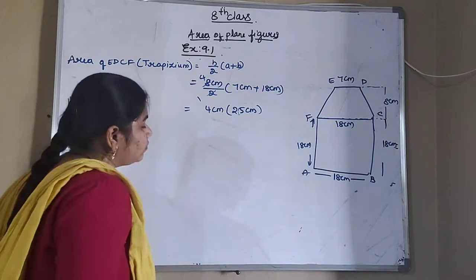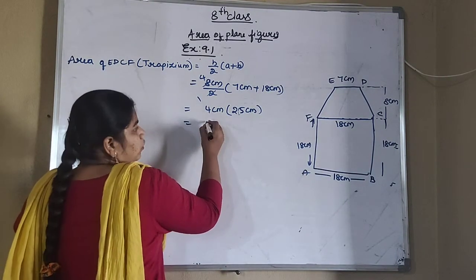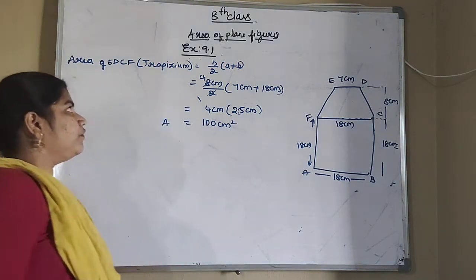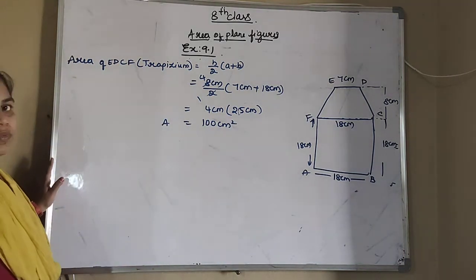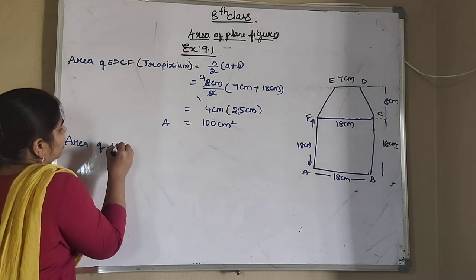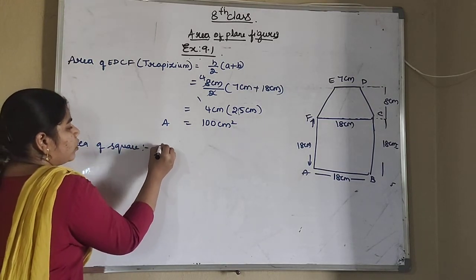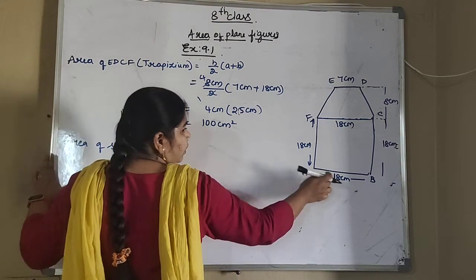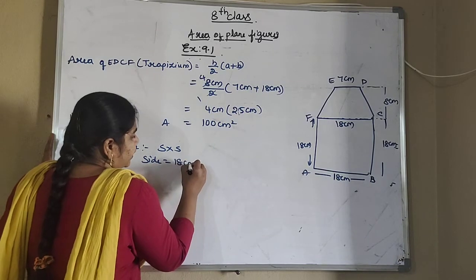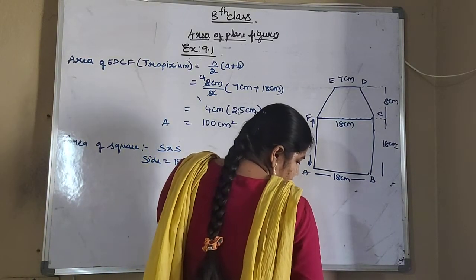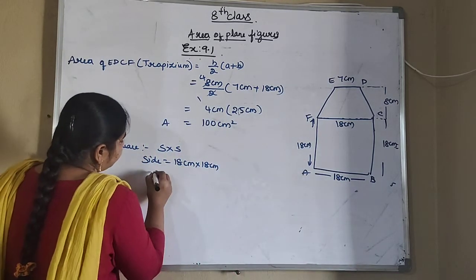Now 4 into 25 is how much? That will be 100 centimeter square. So you got the area of the trapezium as 100 centimeter square. Now we have to find the area of the square. Area of a square formula is S into S. So what side value have they given? They have given 18 centimeters. So 18 centimeters into 18 centimeters.